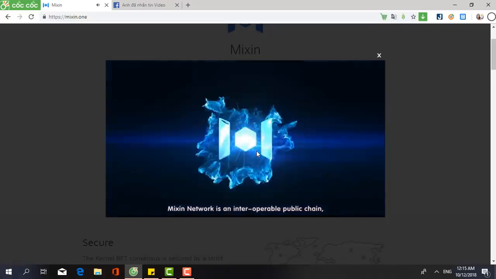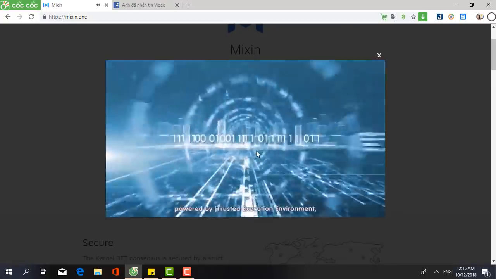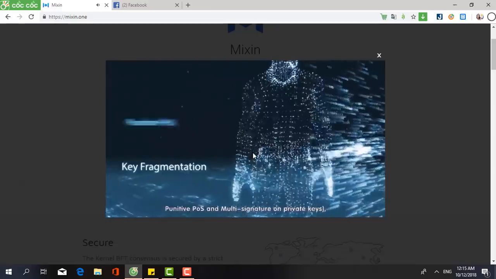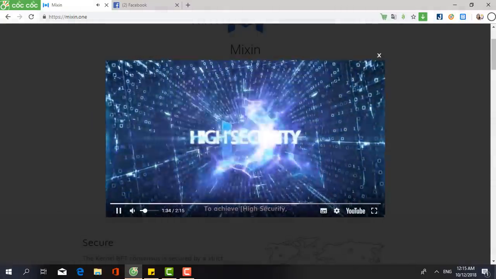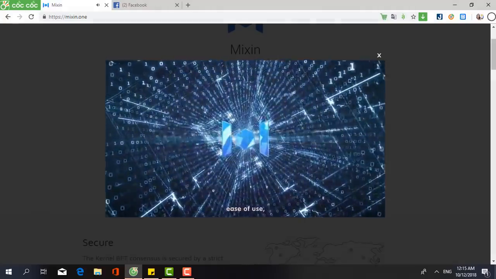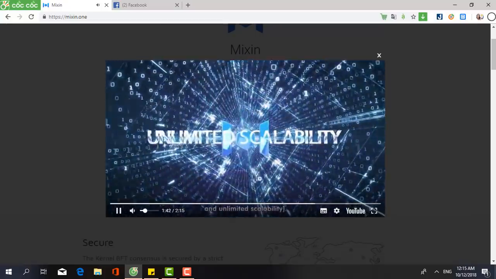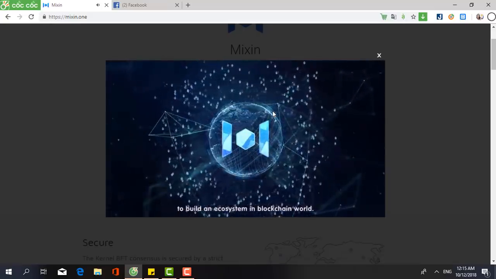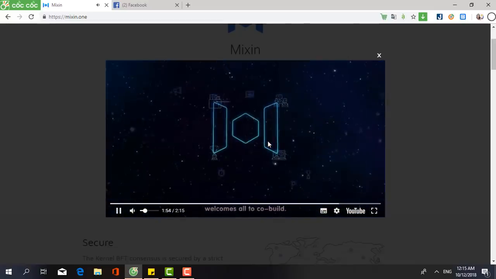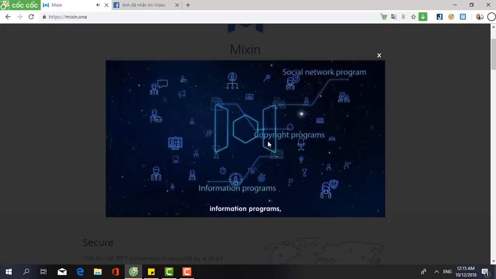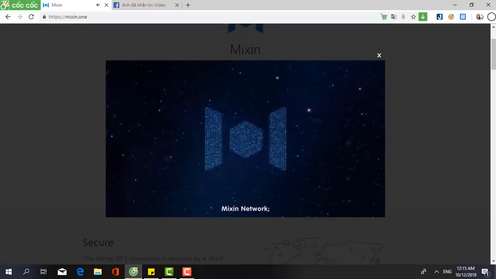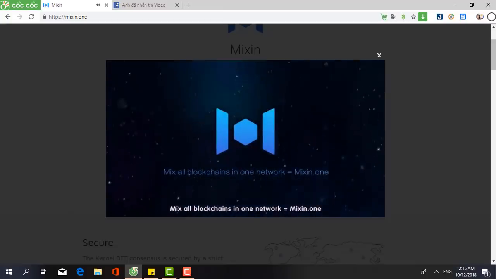Mixin Network is an interoperable public chain, powered by trusted execution environment, asynchronous BFT, and directed acyclic graph. By methods of secret sharing scheme, key fragmentation, punitive POS, and multi-signature on private keys, to achieve high security, lightning speed, zero transfer fees, ease of use, interoperation, and unlimited scalability. Mixin Network aims to mix all blockchains in one network to build an ecosystem in the blockchain world. The ecosystem welcomes all co-builders. Copyright programs, social network programs, information programs, and gaming programs are joining Mixin Network gradually. The ecosystem is growing bigger than ever. Mixin Network, mixing all blockchains in one network, equals mixing.one.